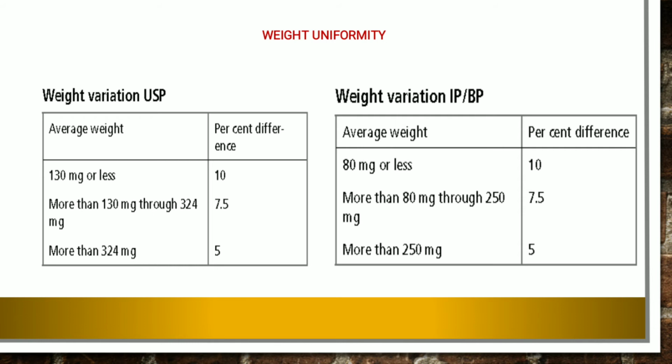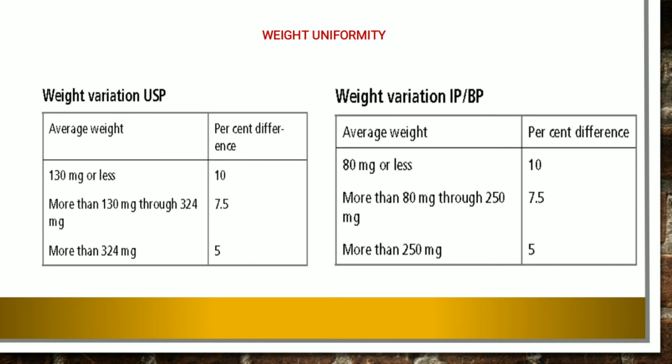Whereas as per IP and BP, if the average weight of the tablet is 80 mg or less, the percent deviation permitted is plus minus 10%, whereas if it is 80 mg to 250 mg, at that time the deviation permitted is 7.5%, and if the tablet size is more than 250 mg, at that time the deviation permitted is only 5%. So for IP and BP the standards are the same, whereas for USP the standards are comparatively different.